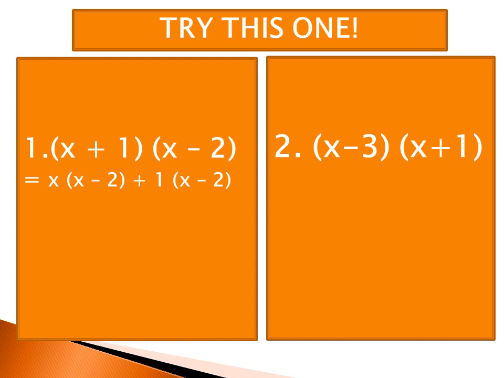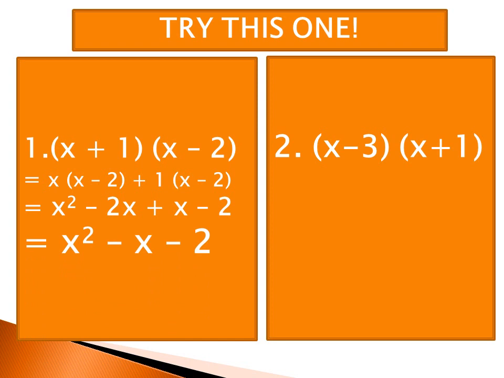So, using the distributive property, we have x times x, we have x squared, x times negative 2, that is negative 2x, plus 1 times x, that is x, 1 times negative 2, that is negative 2. After that, combine like terms which are negative 2x plus x. Since they don't have the same sign, just simply subtract and copy the sign of the larger integer. So we have x squared minus x minus 2.